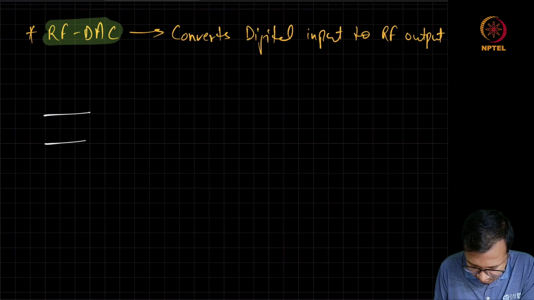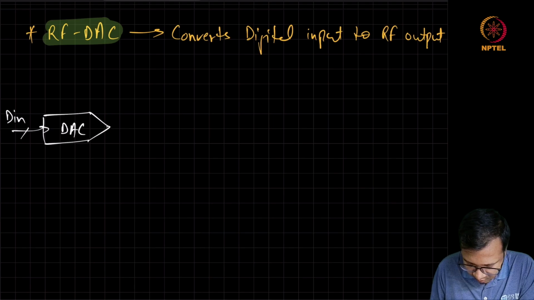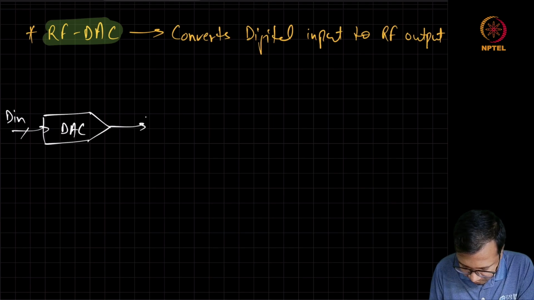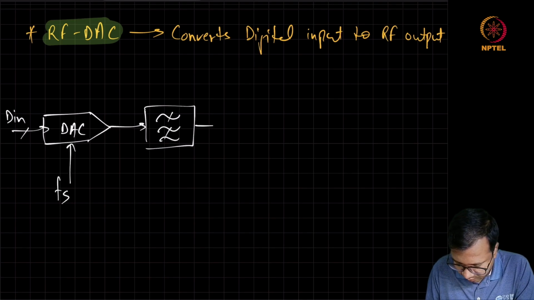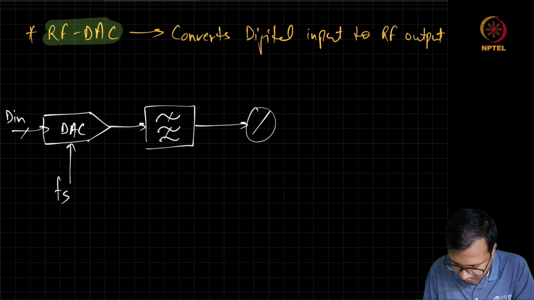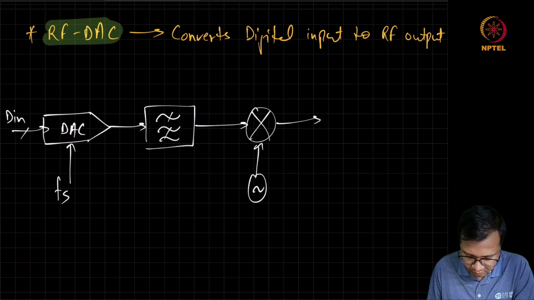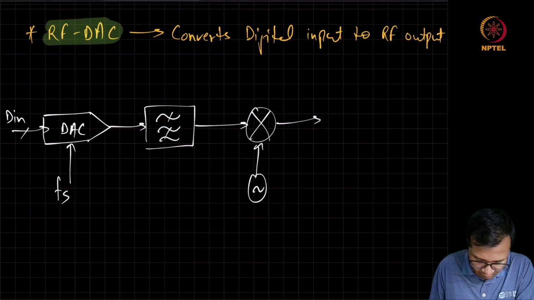The idea is we can combine DAC followed by the filter and the mixer into one block.